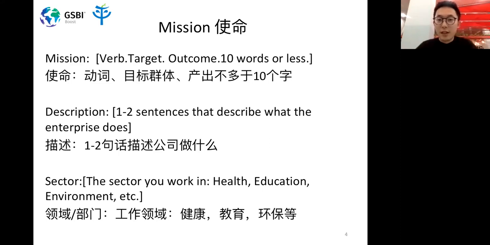So for the first page of the whole presentation, there will be a mission. Why should the mission be the first page of the whole presentation? It is because a lot of times, from the impact investors' perspective, we will have our investment strategy, and the impact investment strategy will normally focus on different social issues. So the first thing is how we can align our investment strategy with your mission.